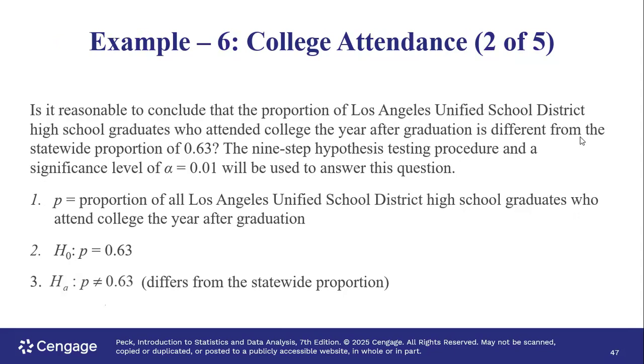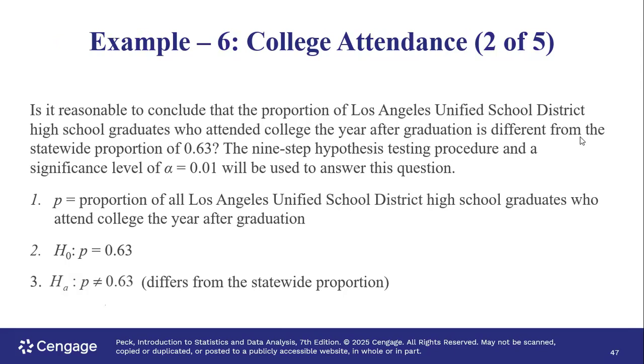Is it reasonable to conclude that the proportion of Los Angeles Unified School District high school graduates who attend college the year after graduation is different from the statewide proportion? So we are saying different from, so it's not greater than or less than. The 9-step hypothesis testing procedure and a significance level of alpha equal to 0.01 is used to answer this question.